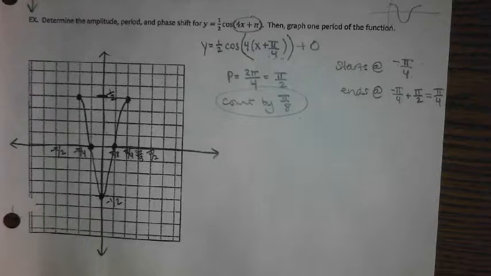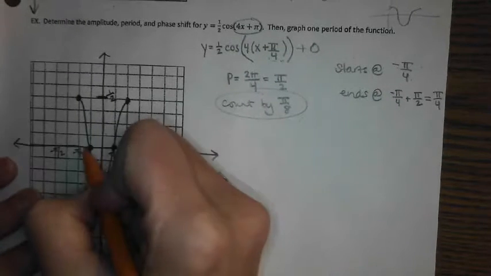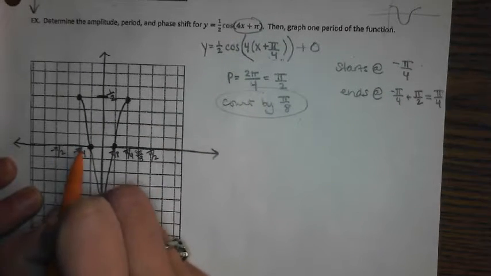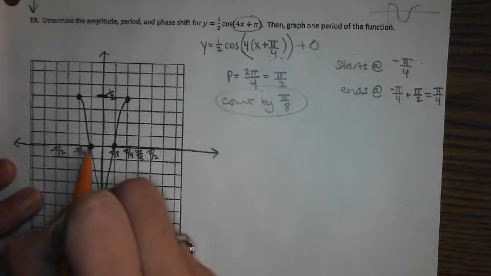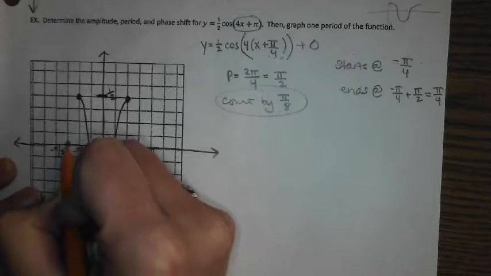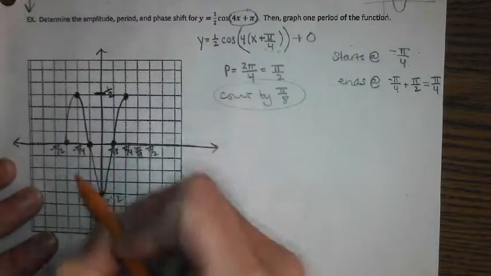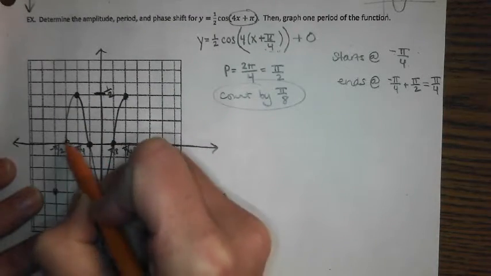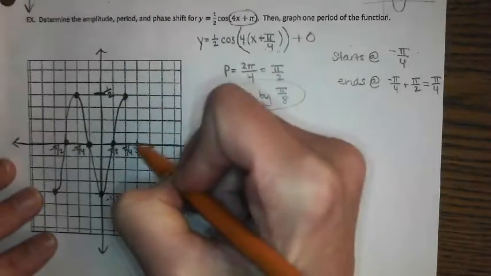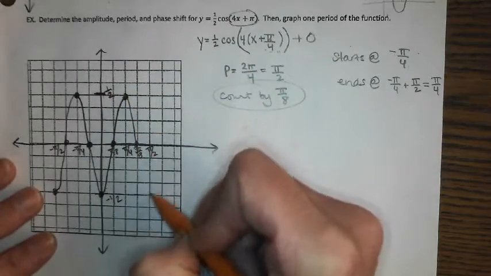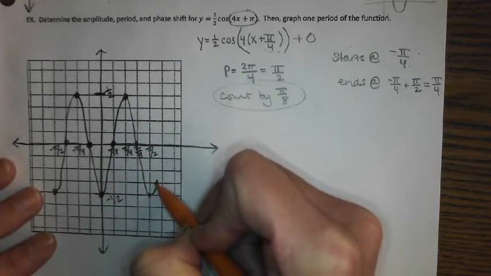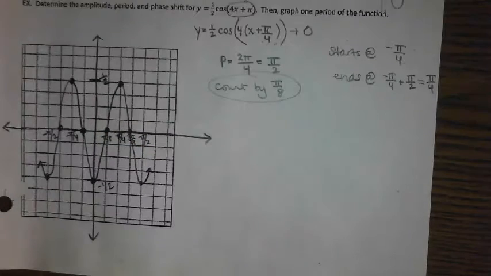How are we doing with that? That's really one period. If we wanted to keep going, again, because I counted properly, that 0 is 1 unit to the right, so I'm going to hit another 0 coming back over here. And I'm going to hit my minimum 1 more unit away. My minimum. You follow? How do you feel about this, Stephen? Good.